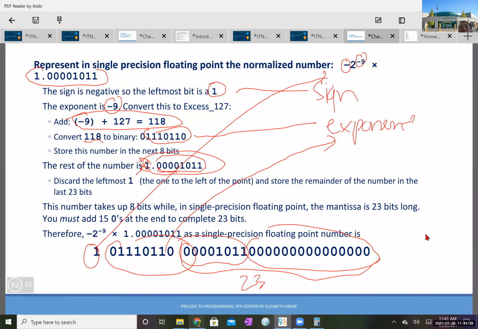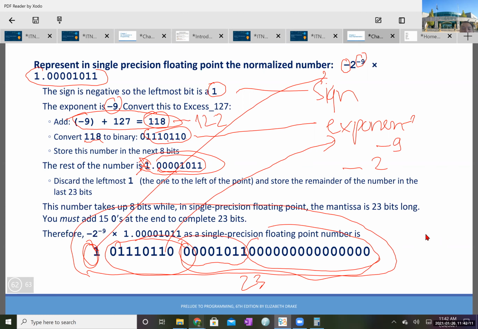So if you want to convert -2 times 2 raised to -9 times this one into the single precision floating point, you have this, and this is the way you store it in the computer. When the computer reads this, the first bit tells it that the number is negative. Then you see 118, and the computer knows it has to subtract 127. So we know that this one is 2 raised to -9, not positive 118.